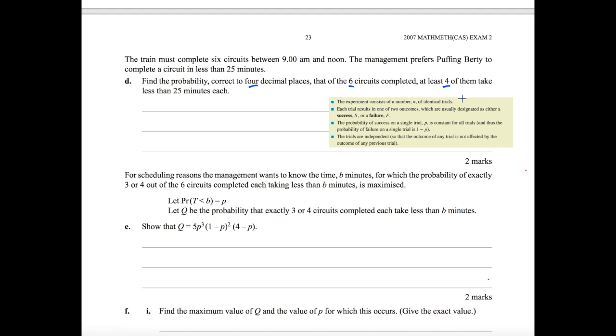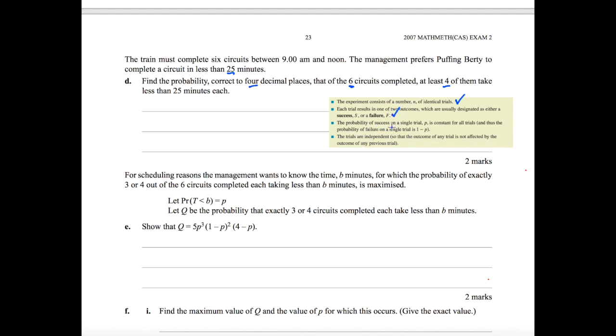This is starting to sound like it might be binomially distributed. Let's see if we can test to see if it is. And this is a list of the things it must satisfy. The experiment consists of a number of n identical trials. Sounds good. There's 6 times it goes around, so that's our n amount of trials. Each trial results in one of 2 outcomes. Well, it either takes less than 25 minutes or it takes more than 25 minutes. So that's a success or a failure.